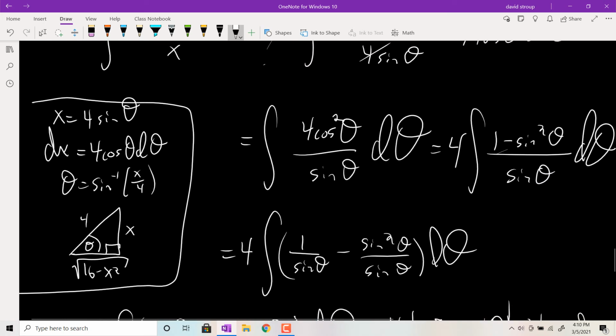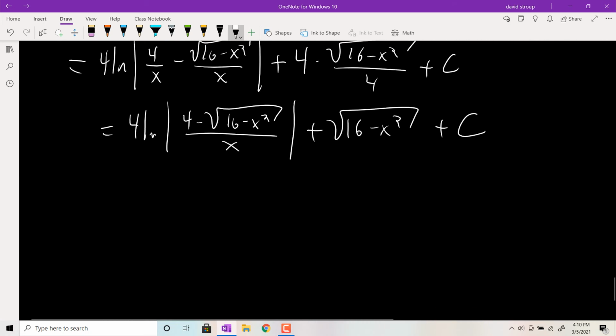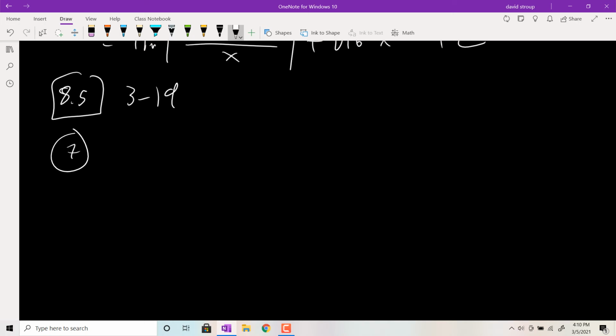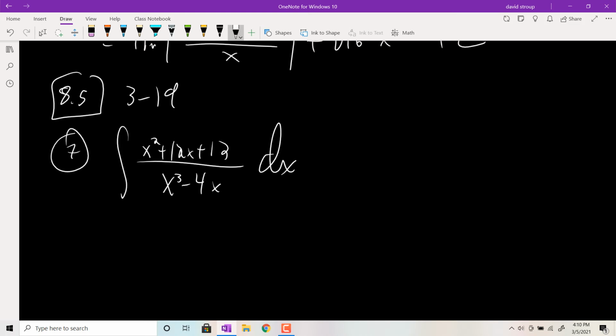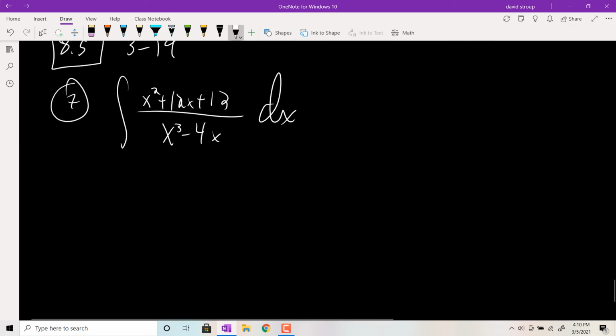That's enough of that. 8.4, let's go to 8.5, which is on partial fraction decomposition. So we got 3 to 19. Let's just do two of these. Let's look at number 7 first. x squared plus 12x plus 12 all over x cubed minus 4x dx. So the point of these was to take a rational function like we have here and turn it into a bunch of little fractions that we can do natural logs with or inverse tans with.